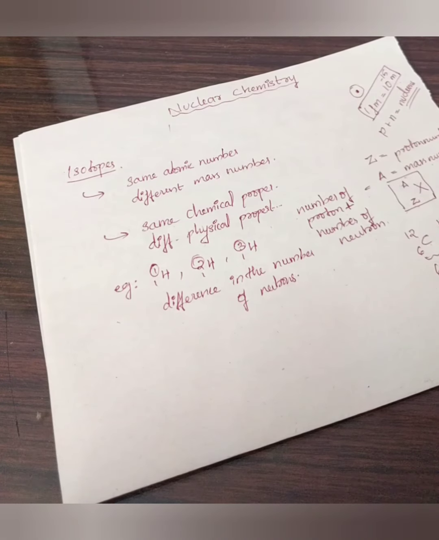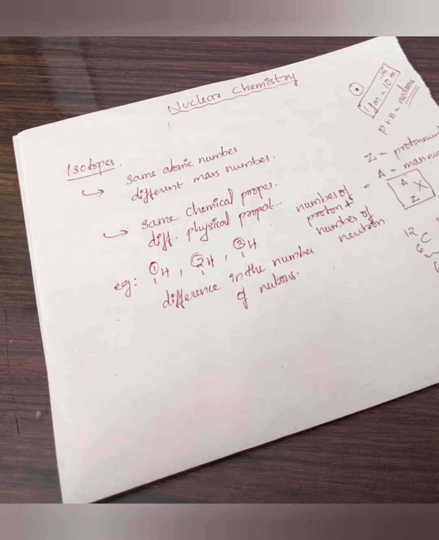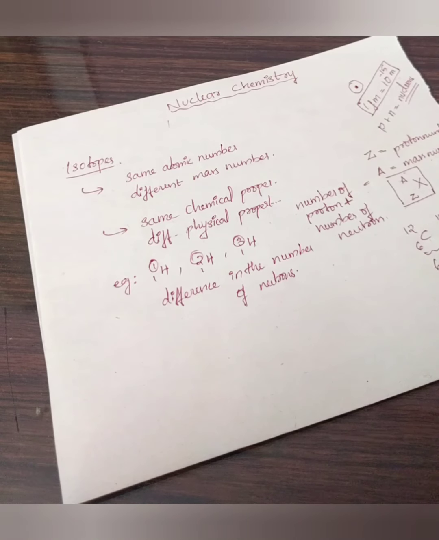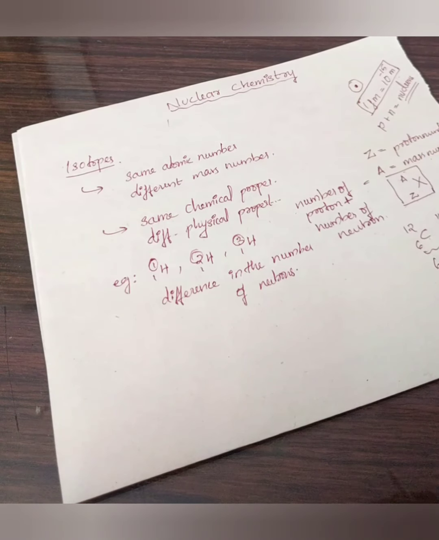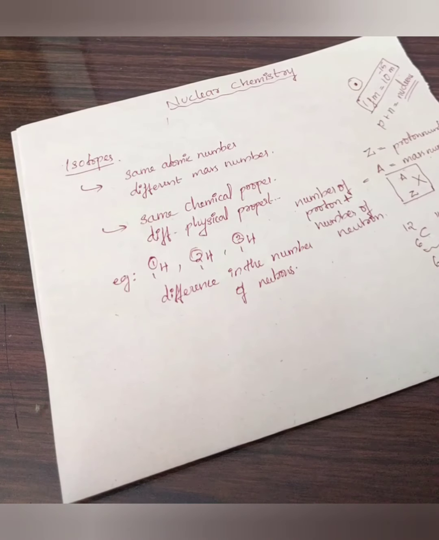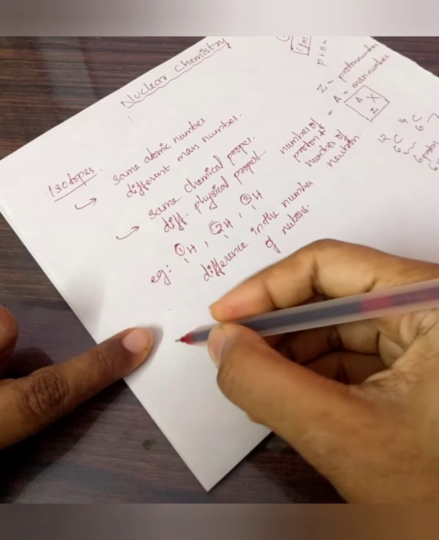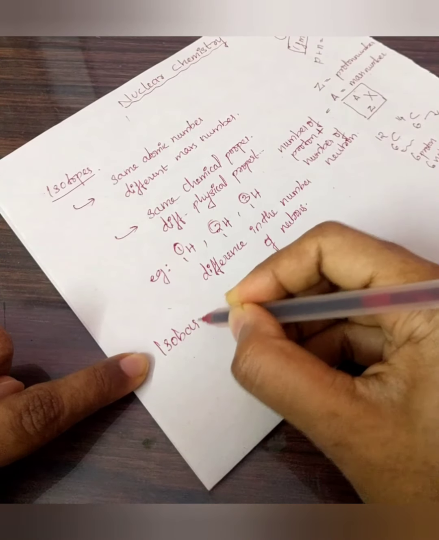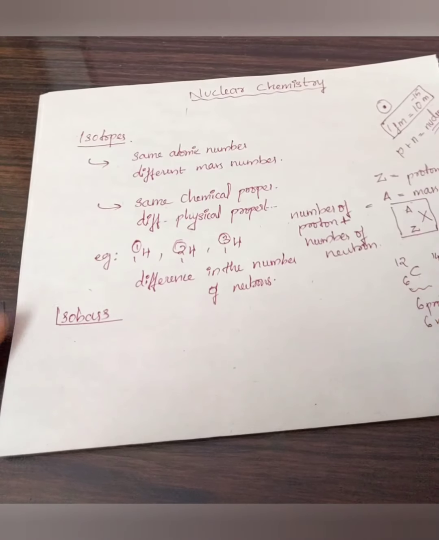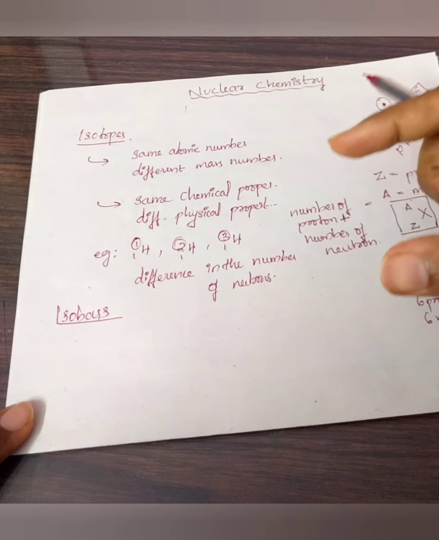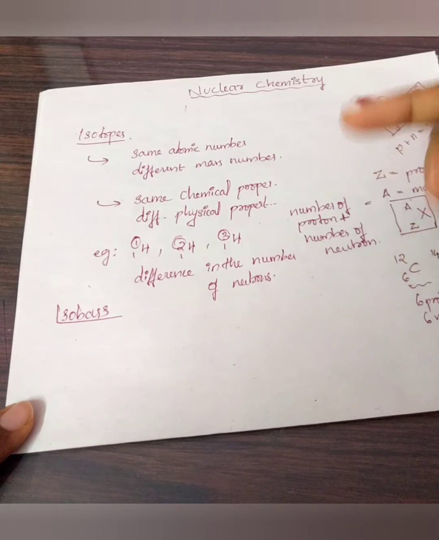So this is all about our isotopes. Isotopes are basically the substances or the nuclides which have the same atomic number, but they will have different mass numbers. Coming on to the isobars, the second term which we have to discuss, isobars are nuclides which have the same mass number, but they will have different atomic numbers.